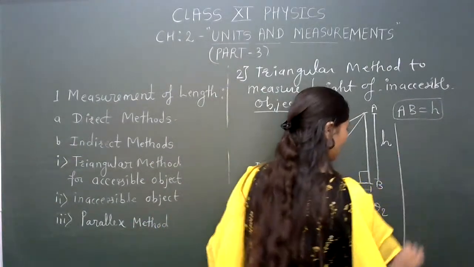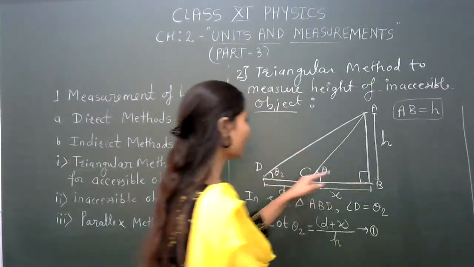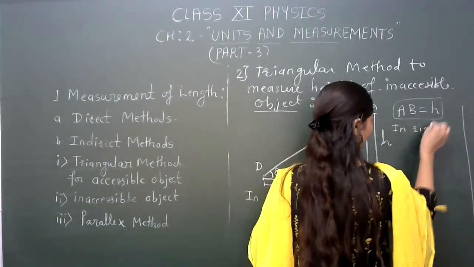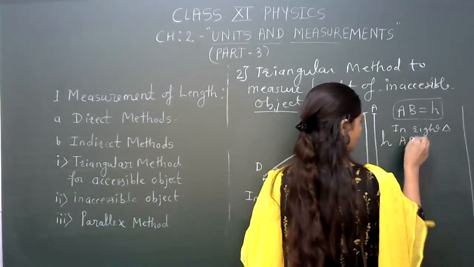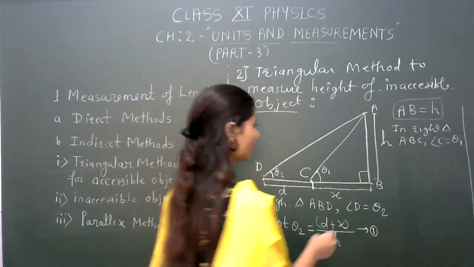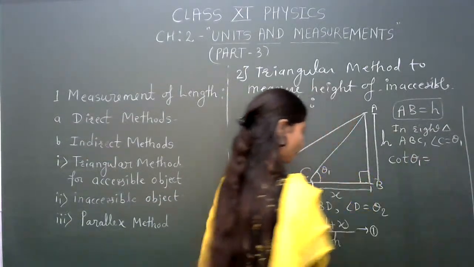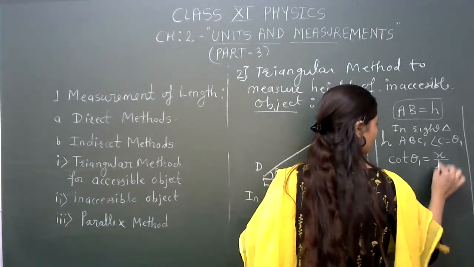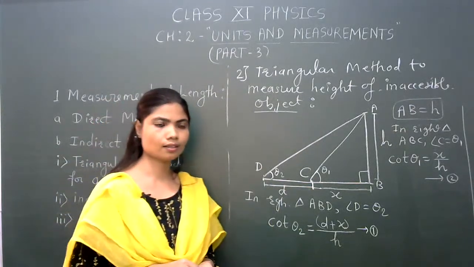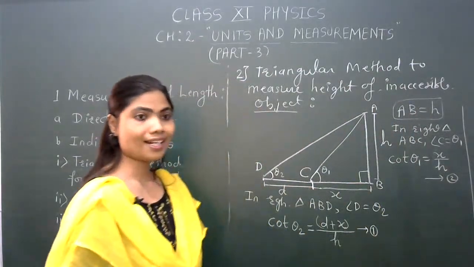Now we will calculate our equation number 2. With the help of right angle triangle ABC, your angle C is the angle of elevation theta 1. So you will again get the trigonometric ratio cot of theta 1 as x upon h. Okay, and this is our equation number 2. Right? So now what can we do further to find the height h?